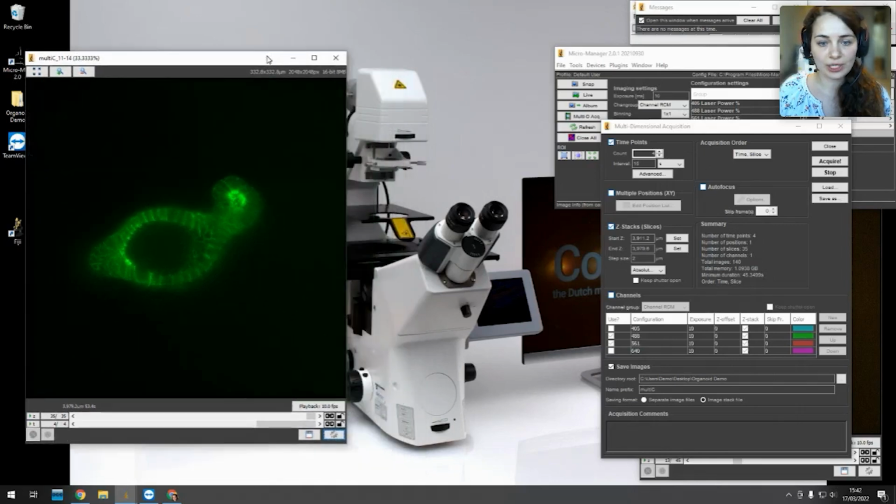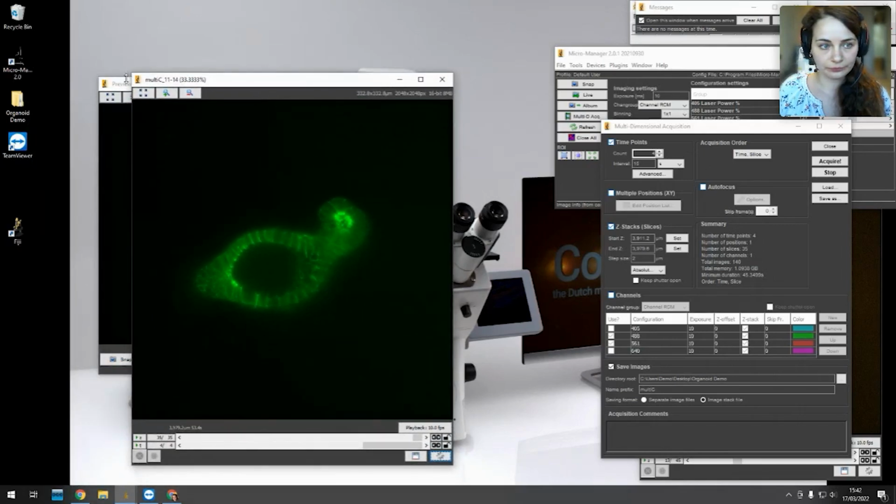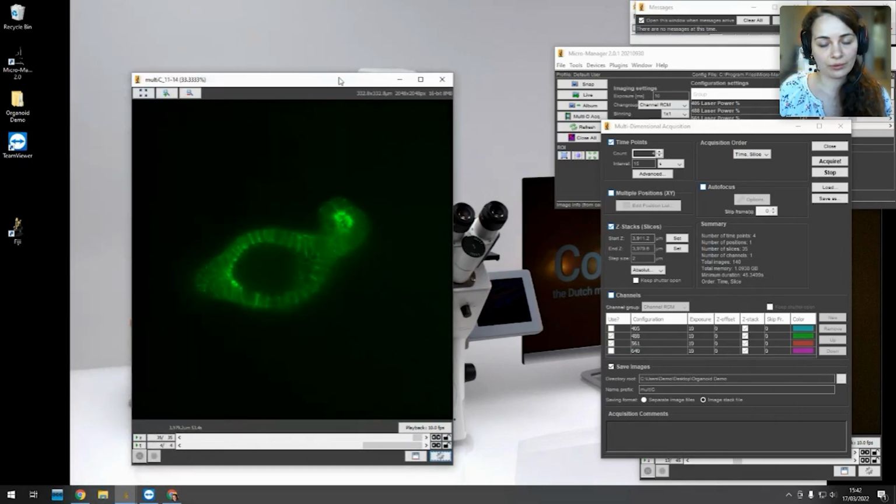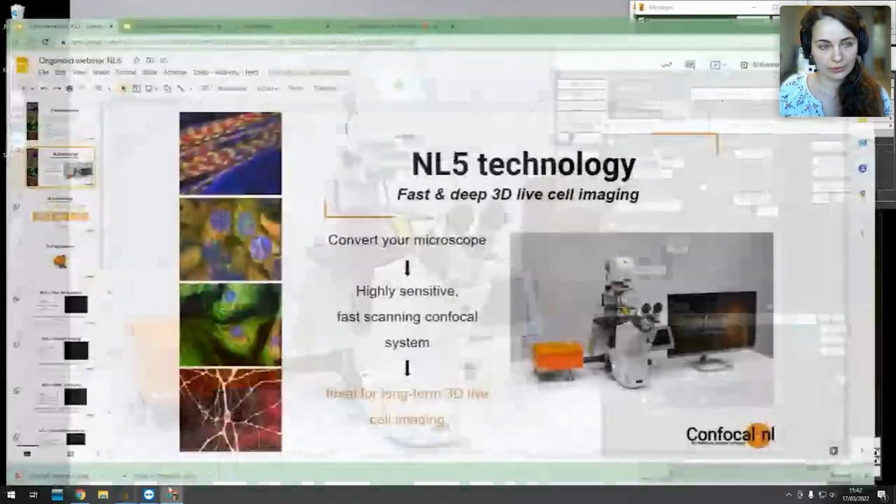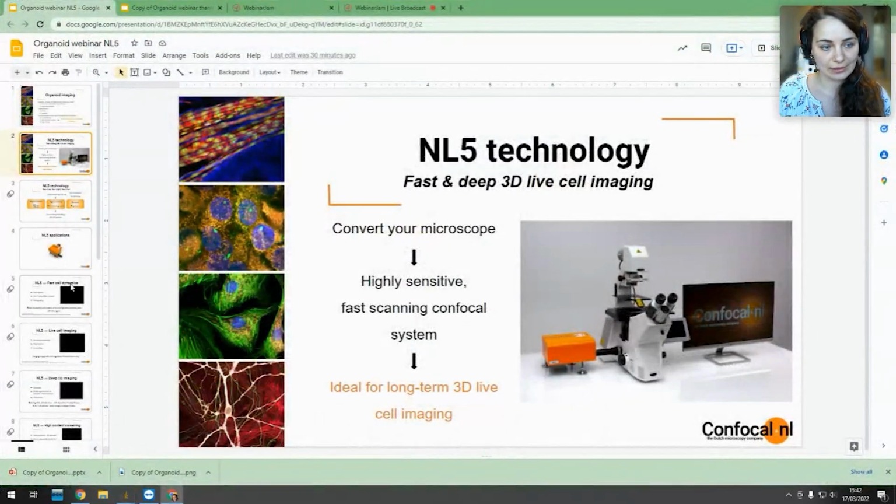And with an oil objective, the oil is maintained longer in between the objective and the bottom of the plate. So for long-term imaging, it gives you a better resolution. So now I'm going in Z. So I go back to my slides.